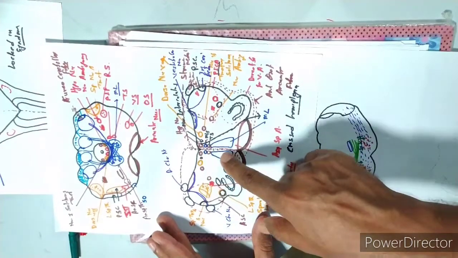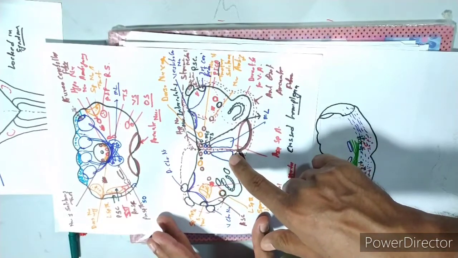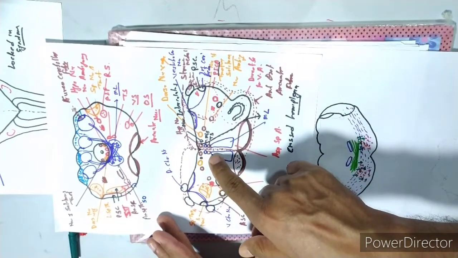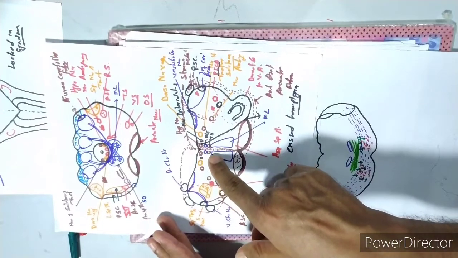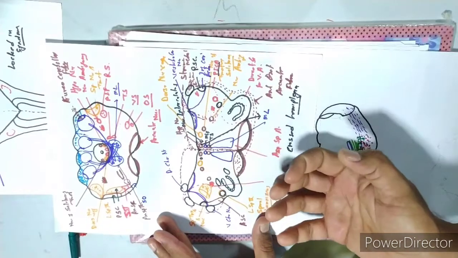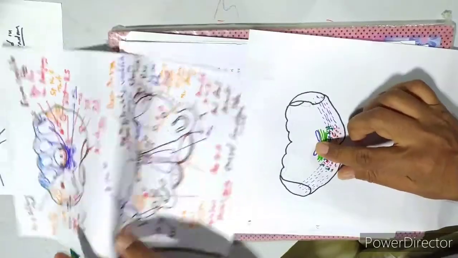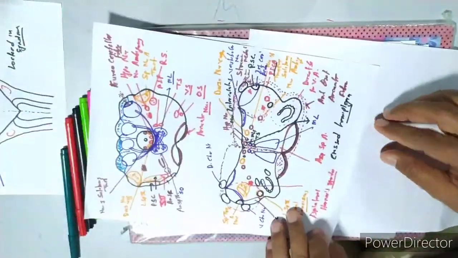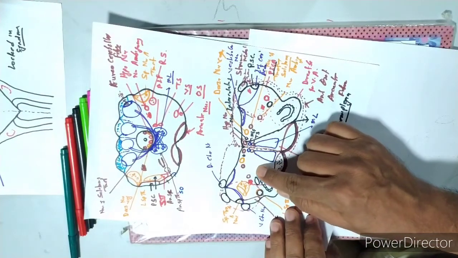It is located anteroposteriorly here, where the anterior part is the fiber from the lower limb, the gracile tubercle, and the posterior fiber of the thorax and the upper part of the abdomen, and these are the fibers of the cuneate tubercle. Now when this fiber ascends upward towards the pons, the lemniscus rotates. The anterior portion rotates medially, and the posterior portion rotates laterally.